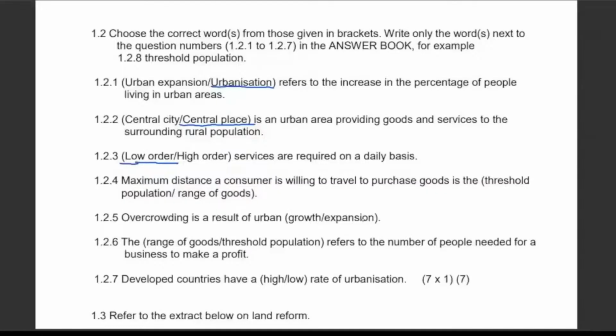People are willing to travel for shorter distances to acquire convenient goods, the goods that they need on a daily basis. But higher order goods or services, for example, services like university, it's a high order service. We don't really need universities on a daily basis, but low order services like primary schools. Right. So we move on to the next question.